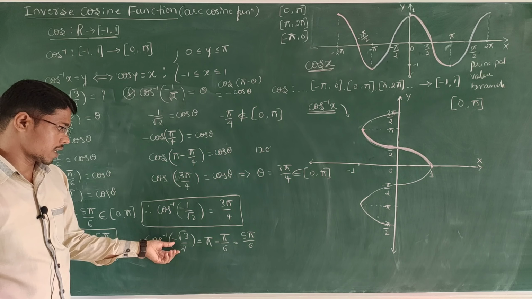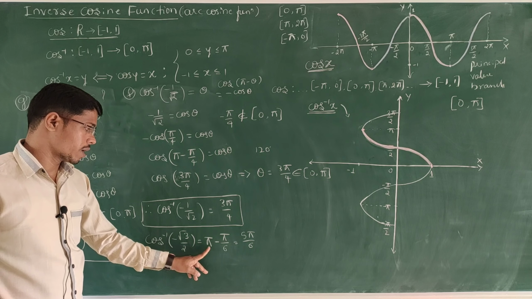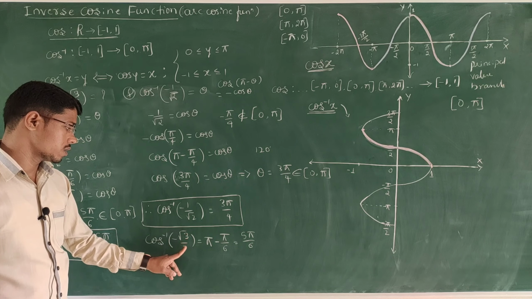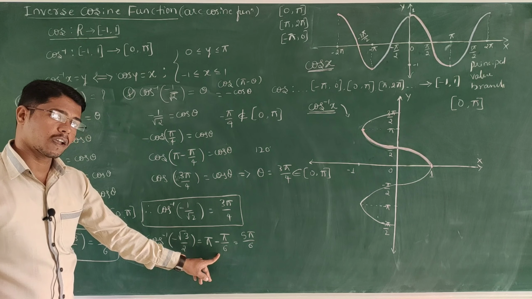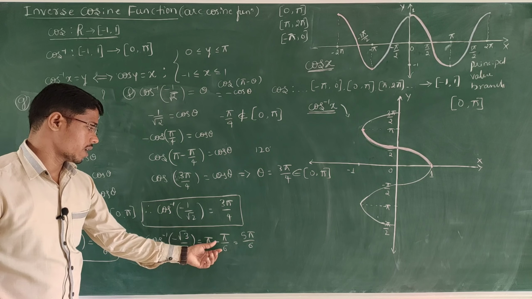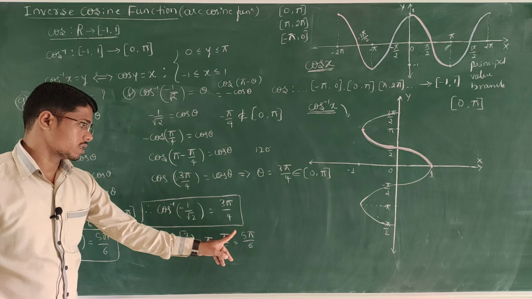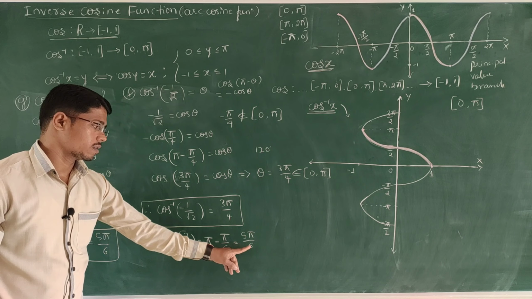Whenever you get a minus sign inside, take pi minus. Root 3 by 2 is there, so cos is root 3 by 2 when the angle is pi by 6. Okay, therefore pi minus pi by 6, 6 pi minus pi is 5 pi divided by 6.